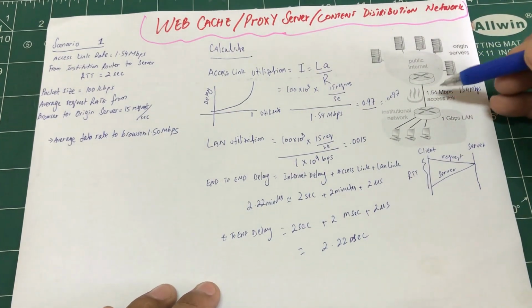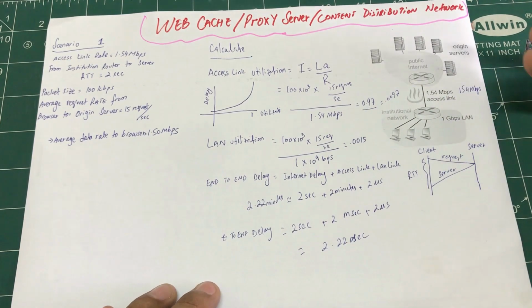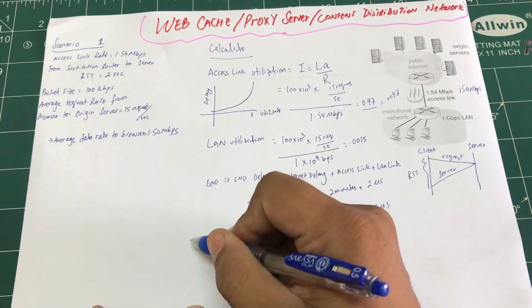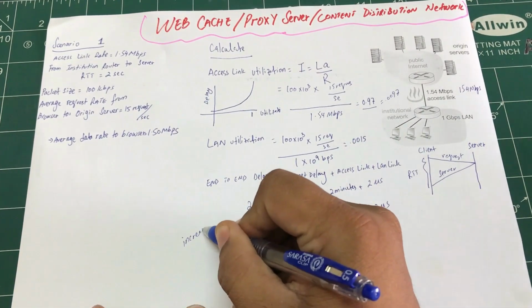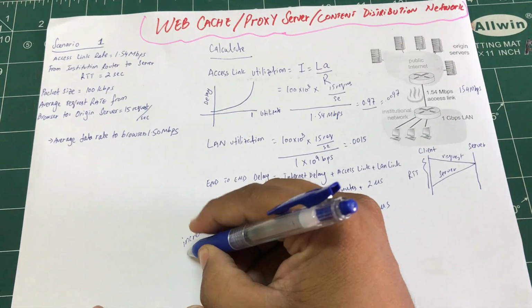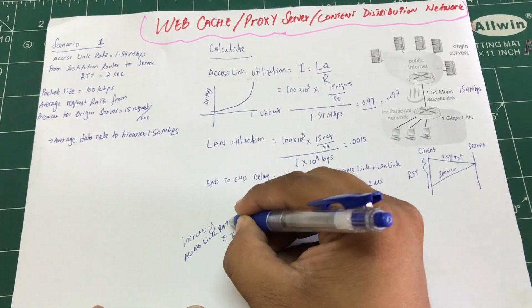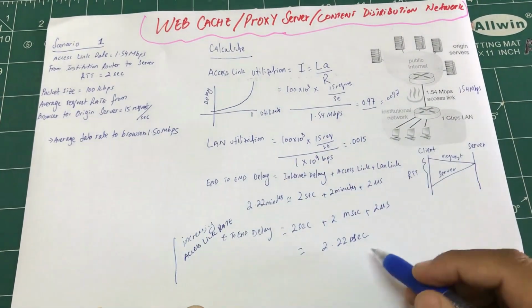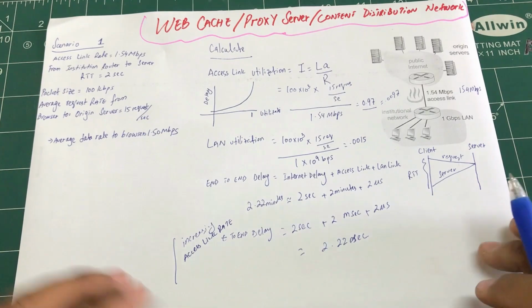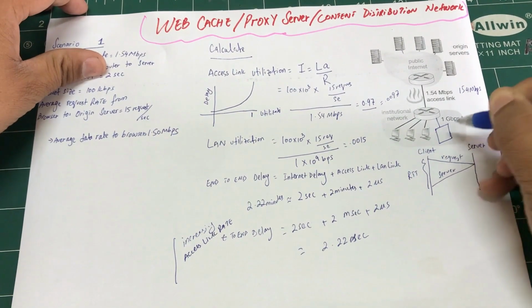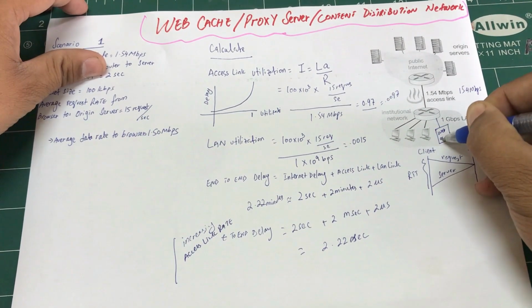Now, in order for me to increase the bandwidth, the institution or organization has to pay a hefty amount. So what can I do? What is the next solution? This end-to-end delay with respect to increasing the access link rate is around 2.22 seconds. The next thing I can do is install a proxy server right here, or a web caching server. So, web cache here.